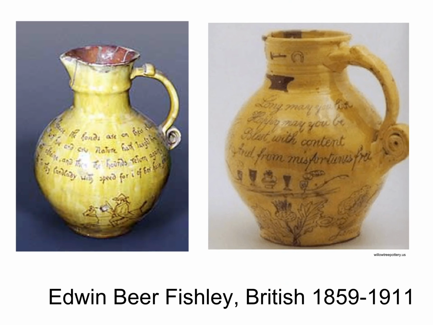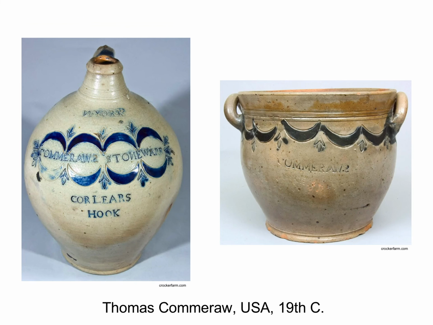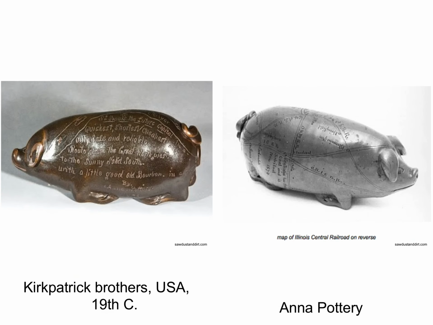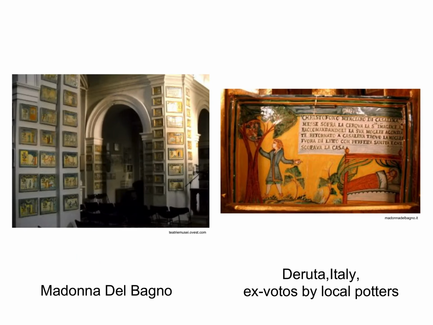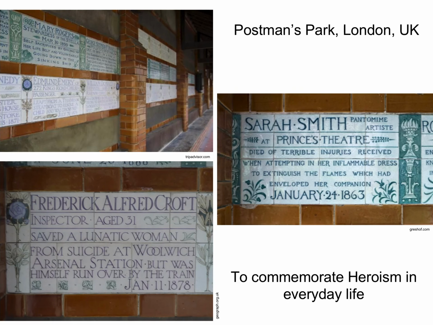An example from England here, Edwin Bear of Finchley was a very important potter, and he made many wares with inscriptions. We have inscription on salt glaze stoneware from the United States from the 19th century. This is an example from the Kirkpatrick brothers from Anna Pottery with a map of the country where they are in Illinois and inscriptions of all kinds. Again, Madonna del Bagno in Deruta, Italy, with ex votos painted by local potters. In England at Portsmouth Park, there are a large number of porcelain plaque inscriptions to commemorate heroism in everyday life.